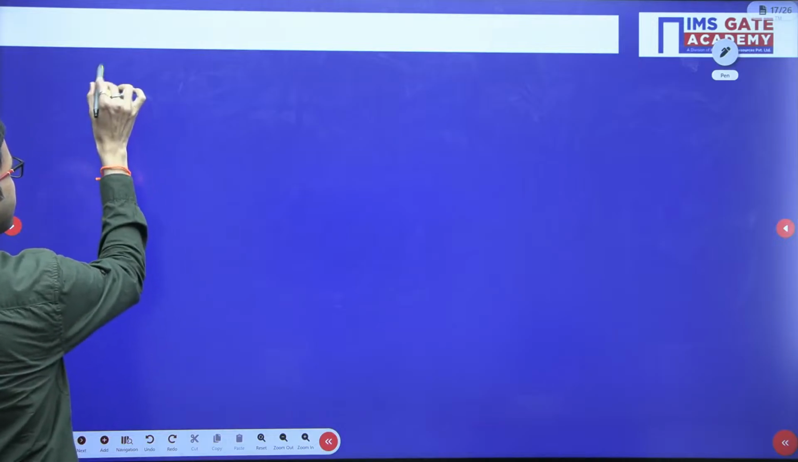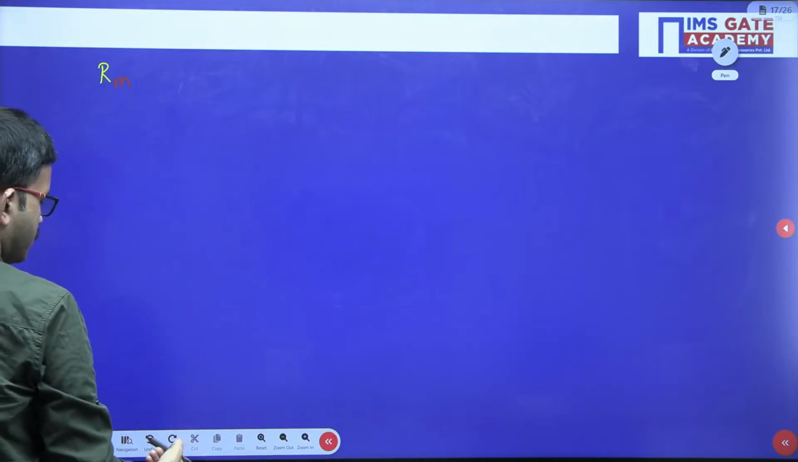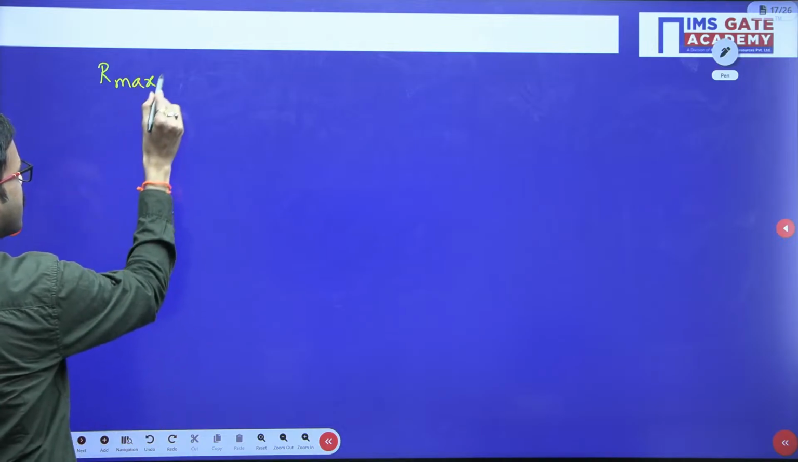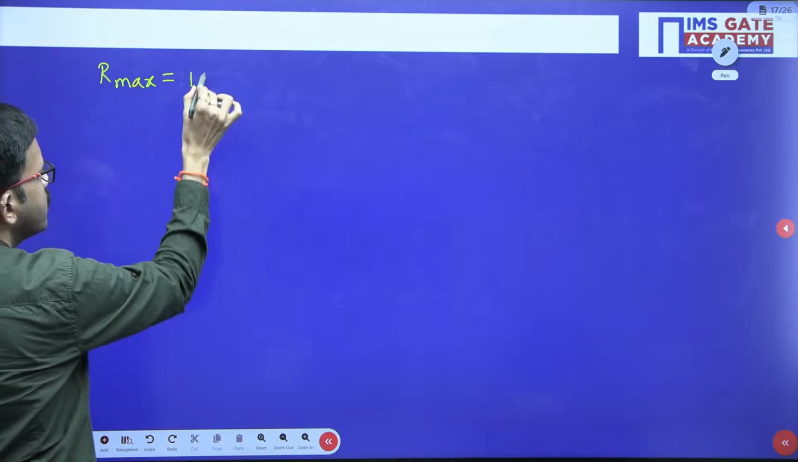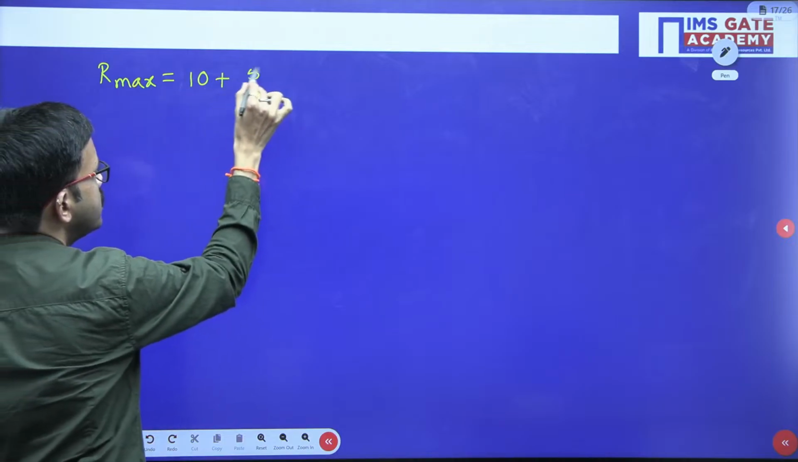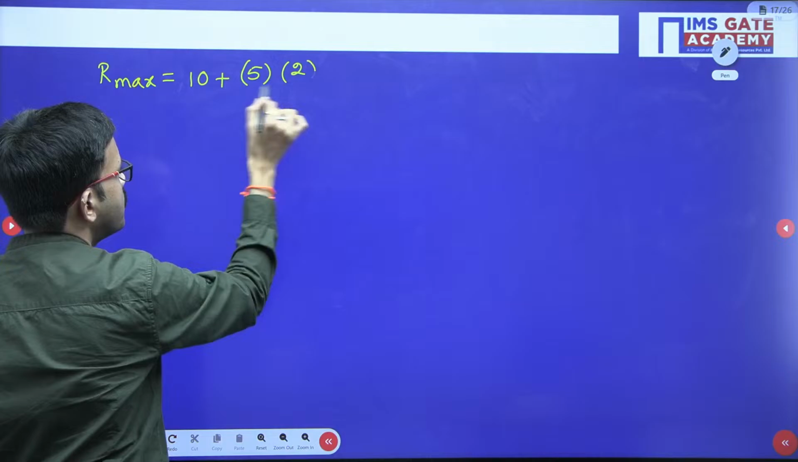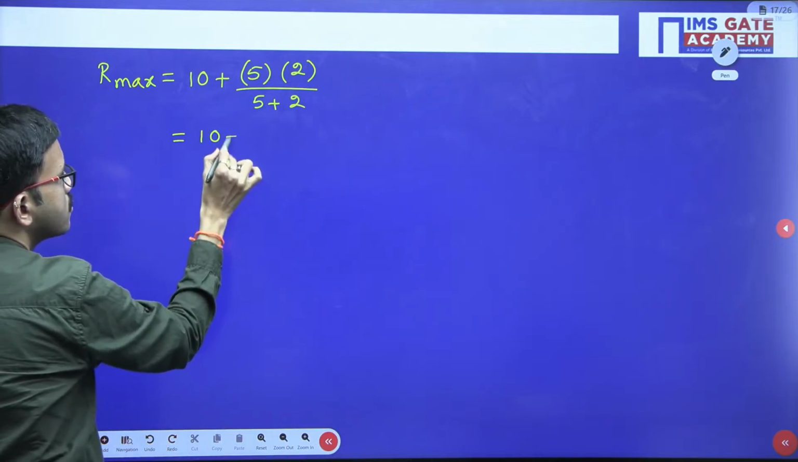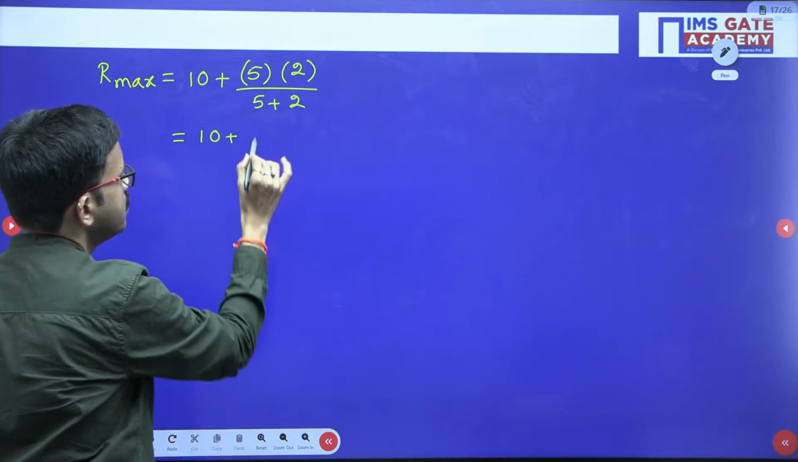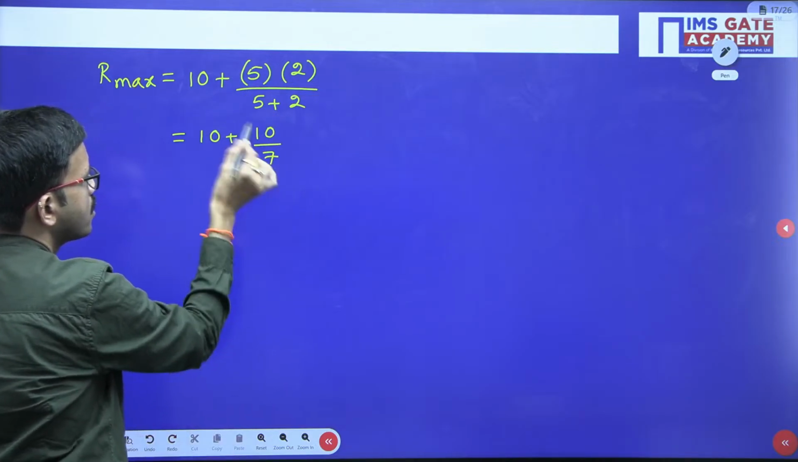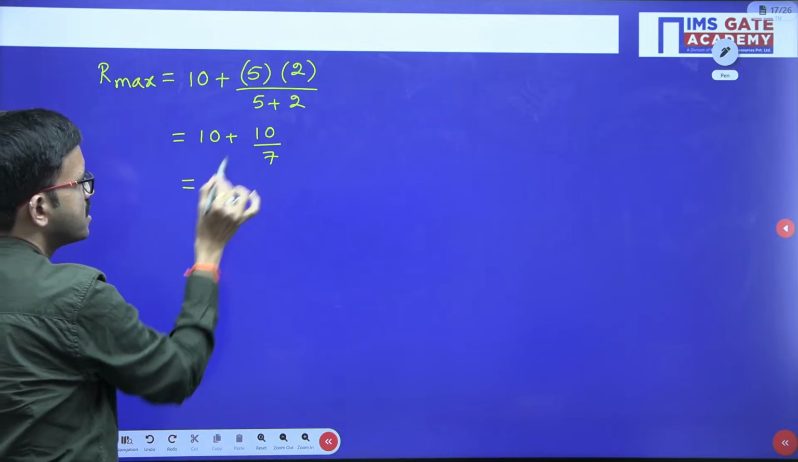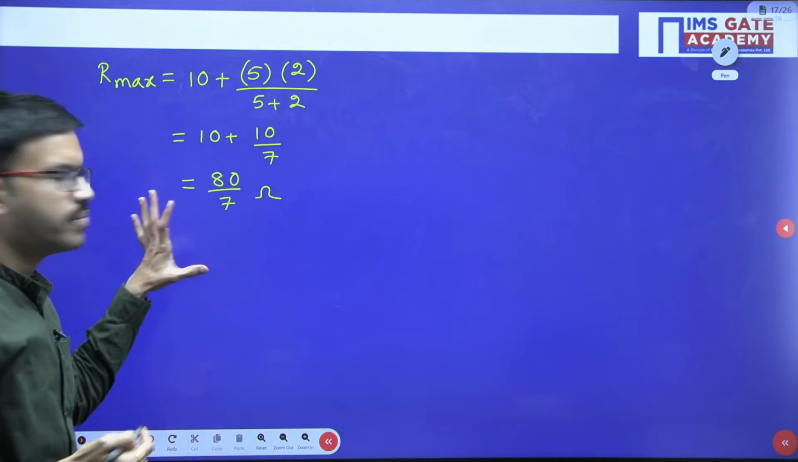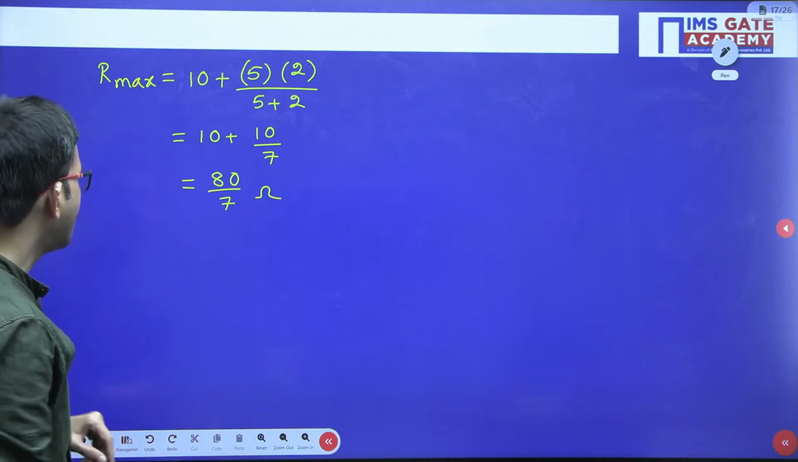So I am writing R max. R max is equal to RA value 10 plus 5 into 2 divided by 5 plus 2. So 10 plus, 5 2s are 10, divided by 5 plus 2 is 7. If you do simplification, you will get 70 plus 10, that is 80 by 7. You don't need to do the calculation here, you can keep it like this. So as of now we got R max.